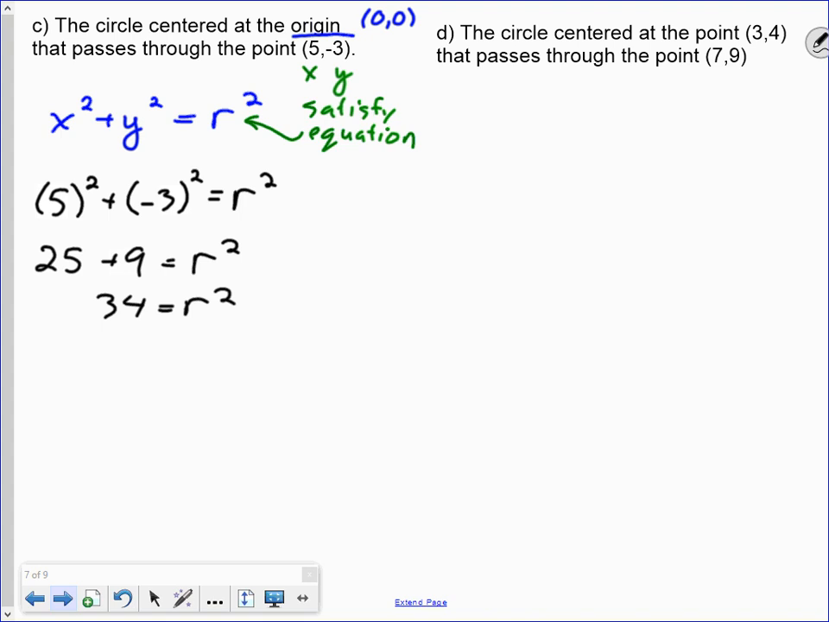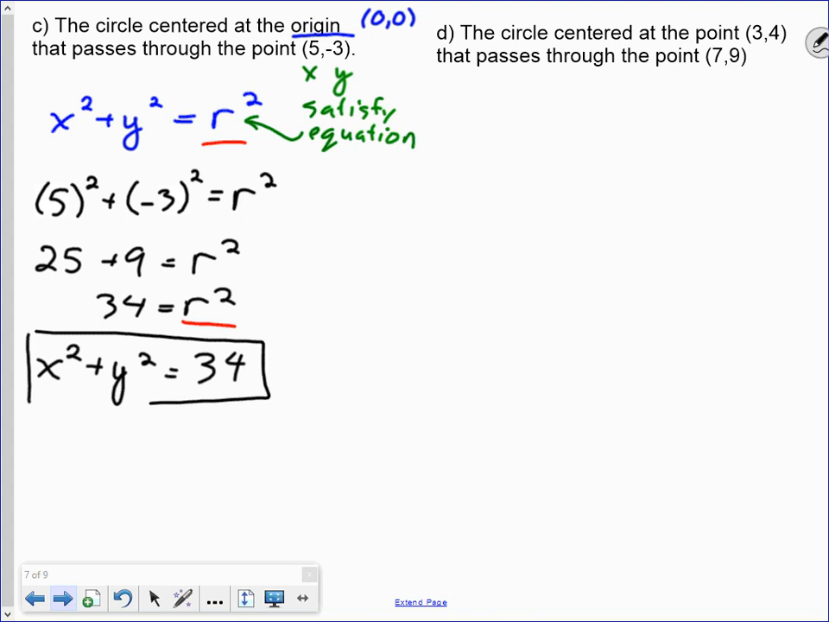So right away, we can take this here, put it back into the general form of the equation, and get our equation for the circle. Equals 34. And if they had asked us what the radius is, we would know that our radius is the square root of 34. And we can just punch that into our calculator and figure out what that is if we need to.